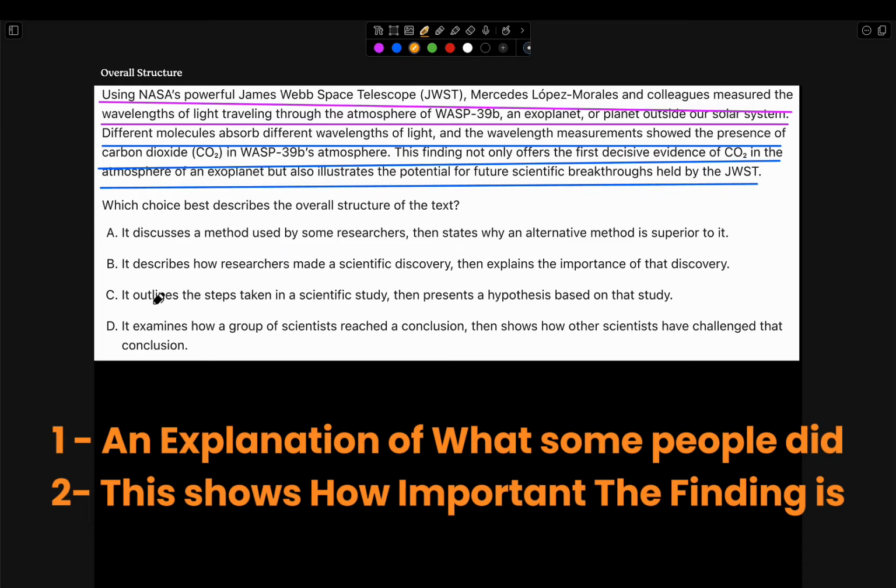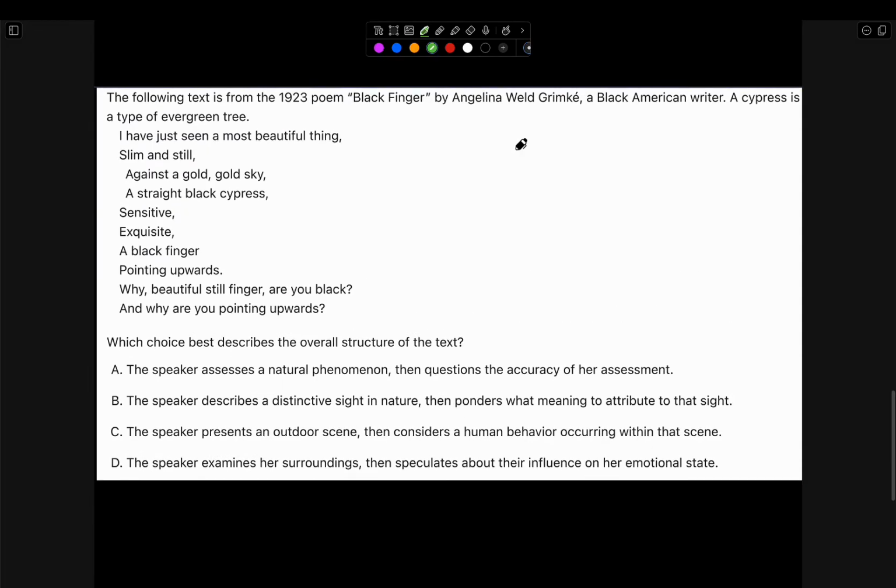Then I look for the multiple choice that says it explains what these people did, and it shows the findings and how important it is. So it needs to state these two things. Choice A says, it discusses a method used by some researchers, then states why an alternative method is superior to it. Comparing this to what we have on the scrap paper, this answer is wrong. Choice B: it describes how researchers made the scientific discovery, then explains the importance of that discovery. Comparing this to the scrap paper, this is correct. It says the same thing.